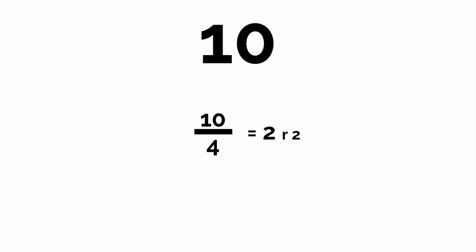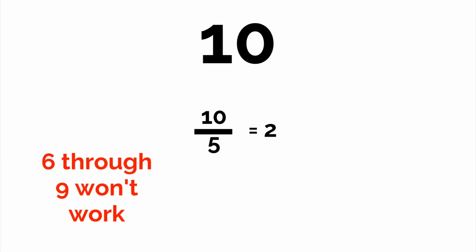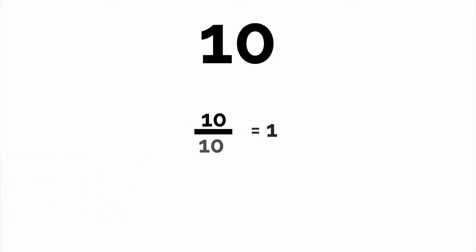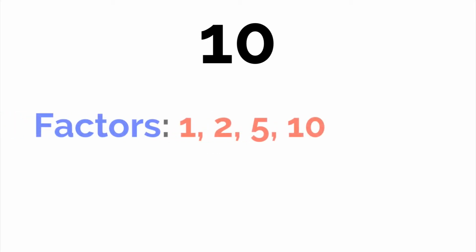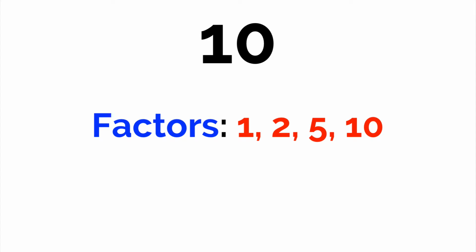4 also is not. 5 is a factor of 10 because 5 is half of 10. 10 divided by 5 is 2, so 5 is a factor of 10. But from there, no number bigger than half of the larger number will be a factor except the larger number itself. So 6, 7, 8, and 9 are out. And lastly, we say that 10 is a factor of 10 because 10 divided by 10 is 1. So 1, 2, 5, and 10 are the factors of 10.